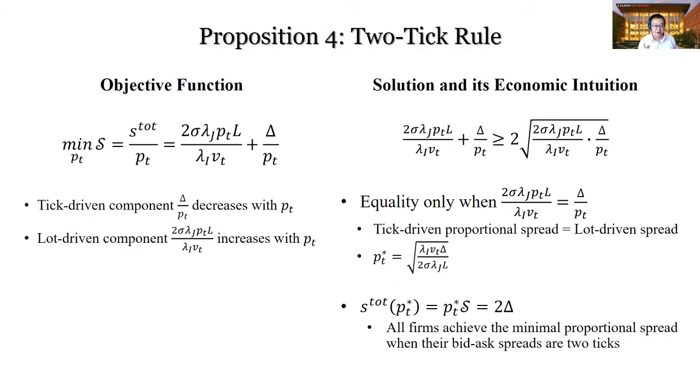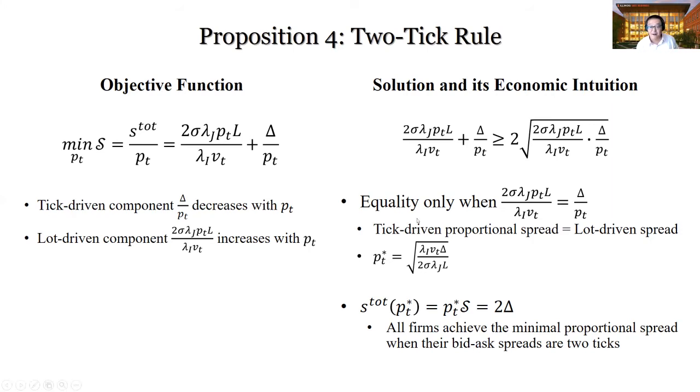So what's the objective function? Firms want to minimize the proportional bid-ask spread. One part, the tick-driven part, decreases with P, and the lot-driven part increases with P. So the optimal solution is to minimize the sum of these 2 parts. This inequality holds with equality only when these 2 parts are equal. That means the tick-driven proportional spread is equal to the lot-driven proportional spread. Then you solve for the optimal price, which depends on several variables. Okay, so all firms achieve the minimum proportional spread when their bid-ask spread is 2 ticks.